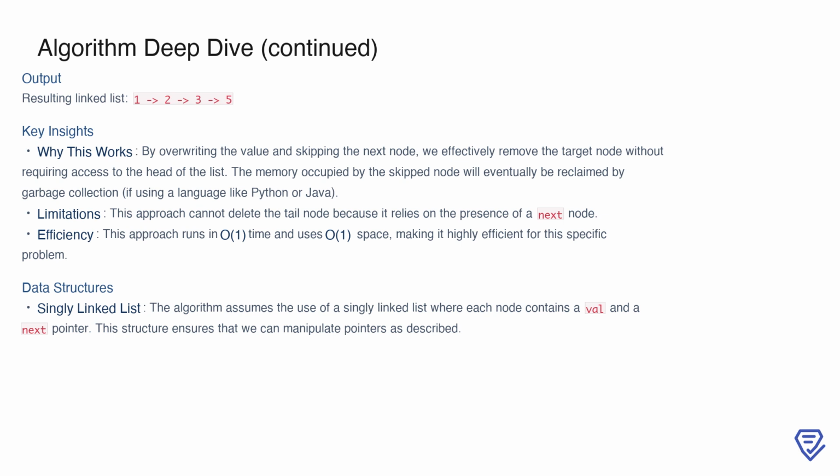The skipped node is no longer referenced and will eventually be cleared from memory by garbage collection in languages like Python or Java. However, this approach has limitations. It cannot handle cases where the node to delete is the tail, as there is no next node to copy from. On the positive side, the algorithm is extremely efficient, running in constant time and requiring no extra space, making it well suited for this specific problem.